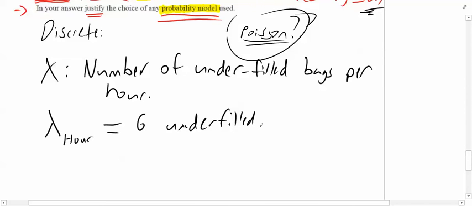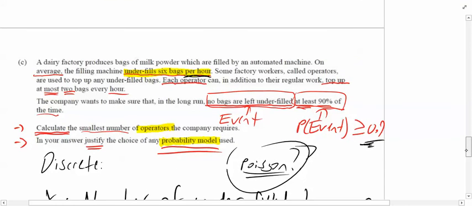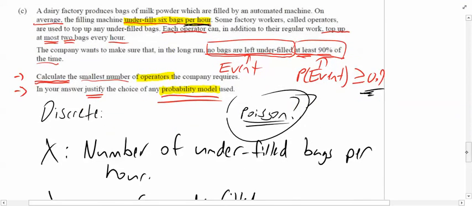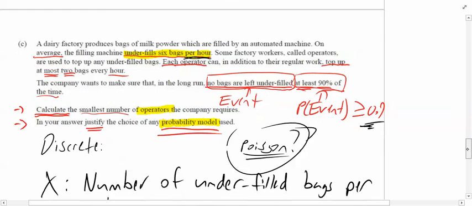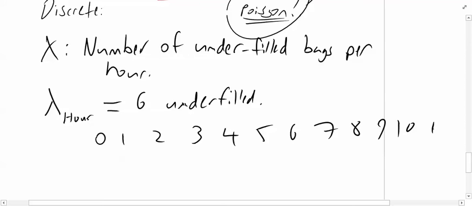Grab your graphics calculator out, and we know that we've got to end up finding the number of operators, but let's just start with the number of bags per hour. So what number of bags per hour would be the maximum that would be underfilled 90% of the time? So would it be 0, 1, 2, 3, 4, 5? We don't know how many yet. So let's grab our graphics calculator and have a play.